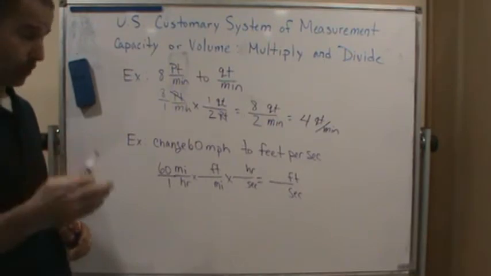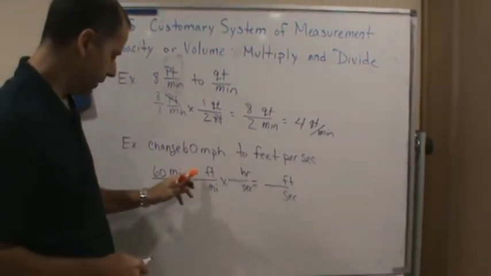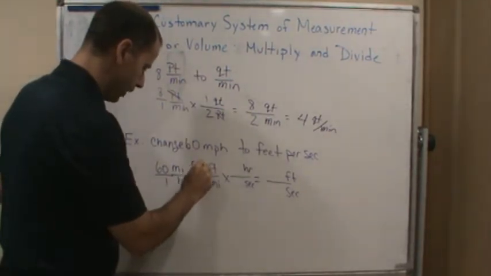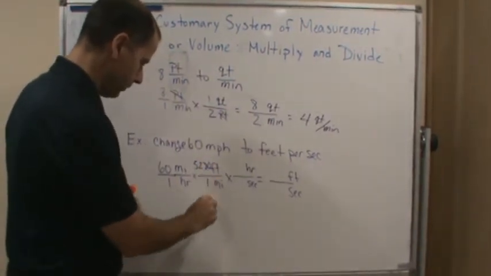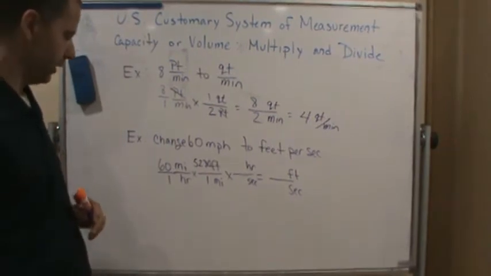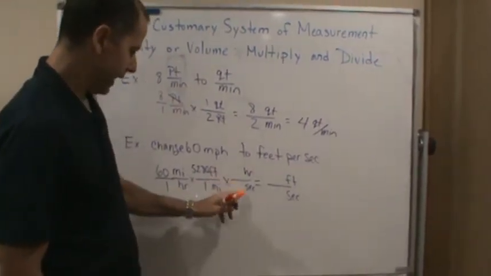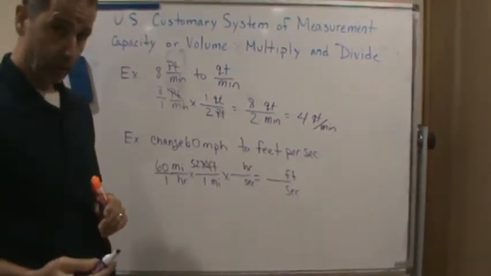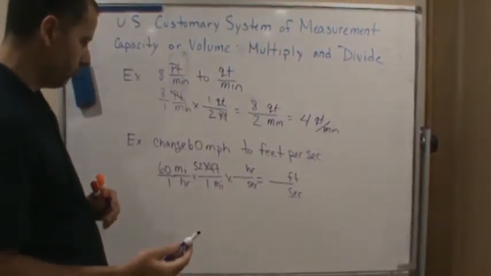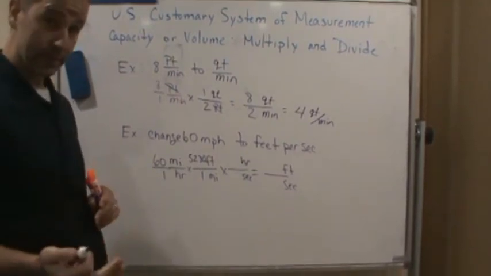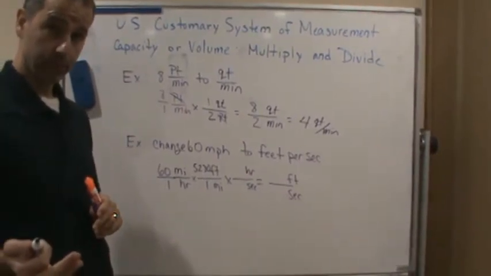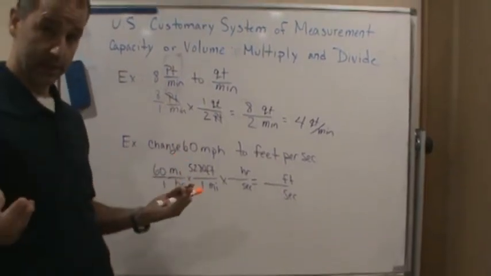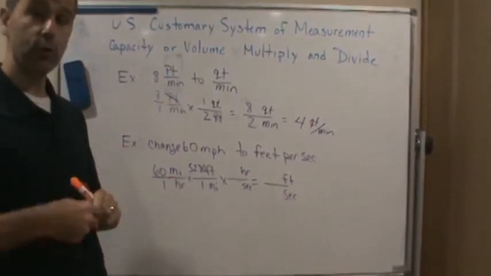So we just need the conversion ratios. All we need to know is how many feet are in 1 mile. Well, that's going to be 5,280. Okay, so there's 1 unit ratio. And then we need to know how many seconds are in an hour. Well, if you don't know, it's 3,600 seconds. But what if you don't know?